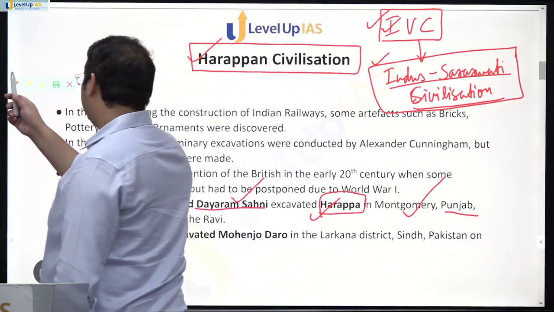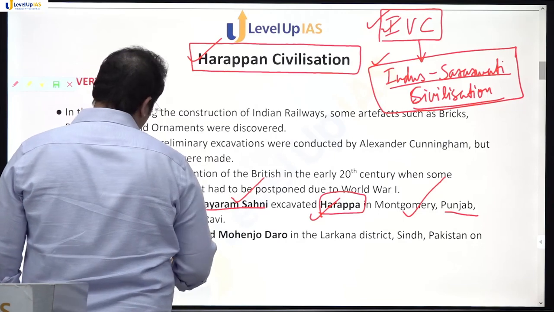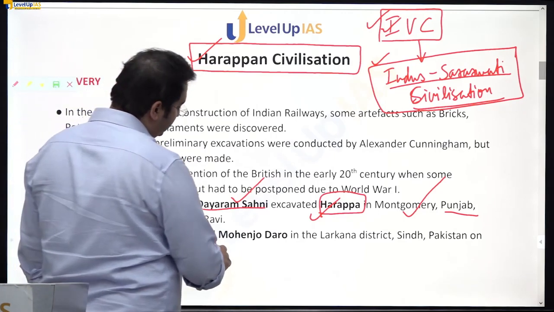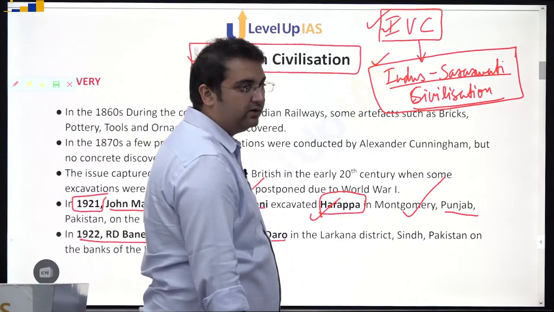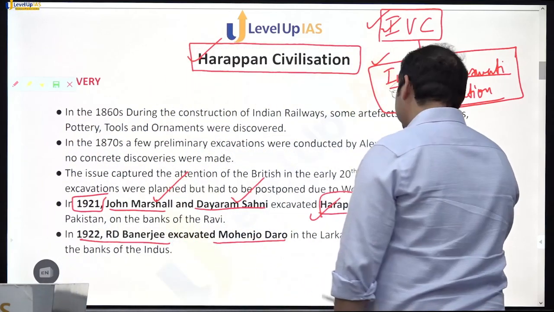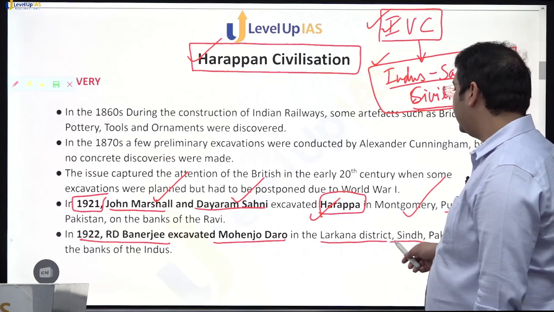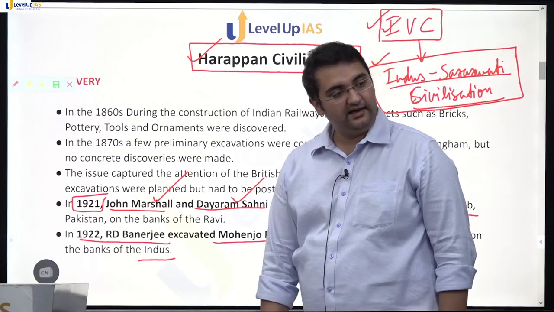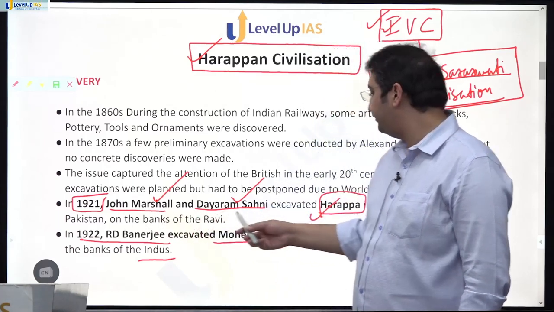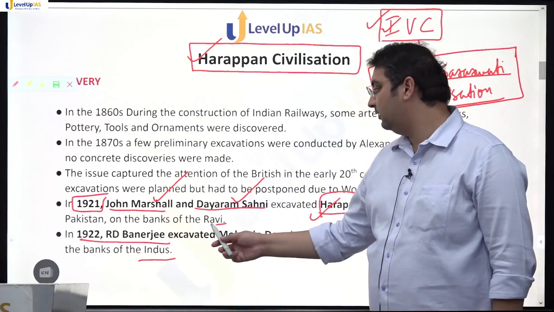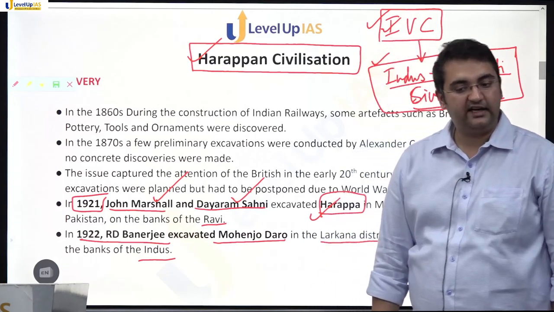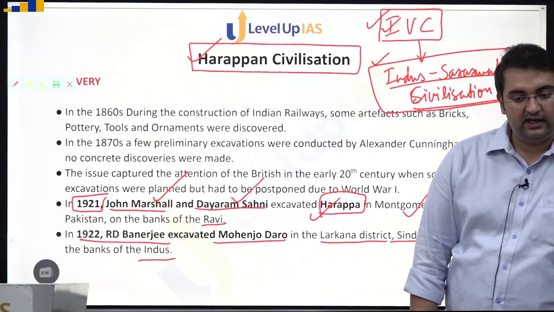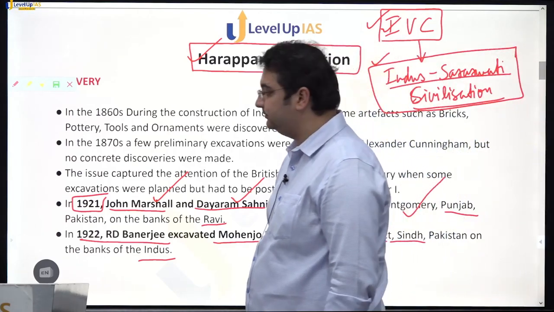In the next year, 1922, Rakhaldas Banerjee excavated an even larger site, Mohenjo-daro, this time located in Sindh, the Larkana district of Sindh, on the banks of the river Indus. Okay? Harappa on the banks of the river Ravi. So these were the two earliest sites to be discovered. Will you remember them? The name of the archaeologist associated? Okay.